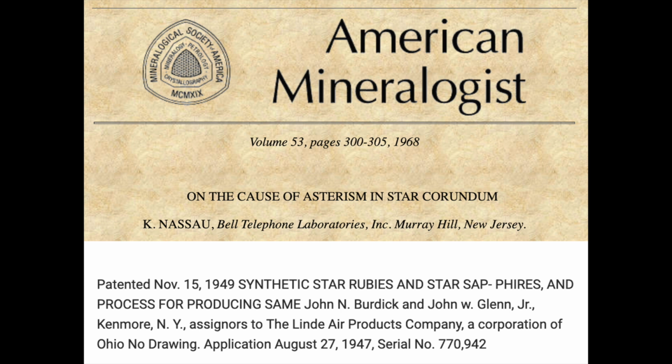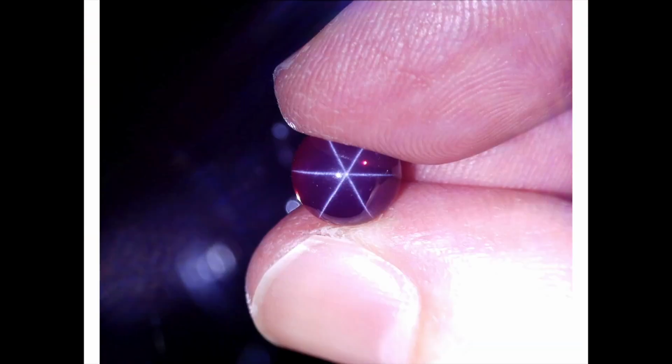There are actually patents for this process going all the way back to 1949, and here's a reference to that patent, along with a paper that discusses the cause of asterism in star corundum if you'd like to explore further. There is a whole bunch more literature on this topic, but for today we're just going to try and keep things very simple.